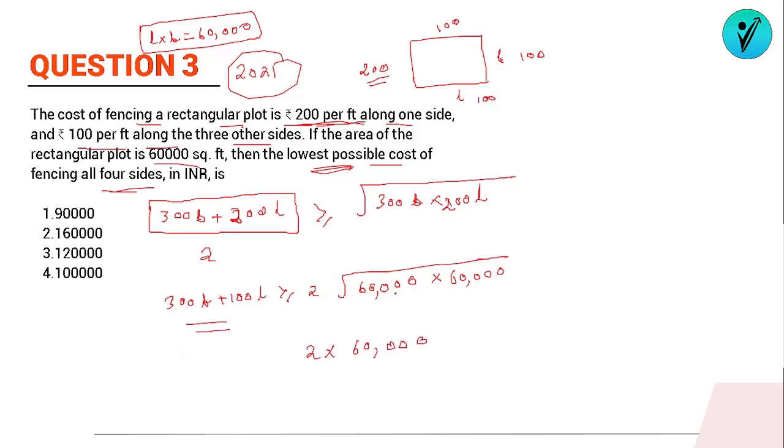Now why are we not taking the negative value? Because length and breadth will not have negative values. Okay? So the minimum cost will be what?